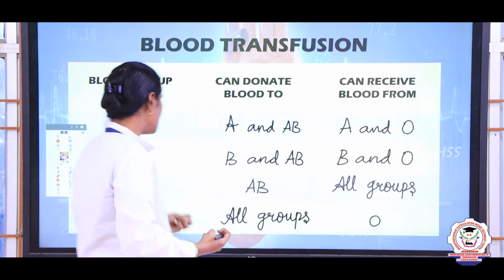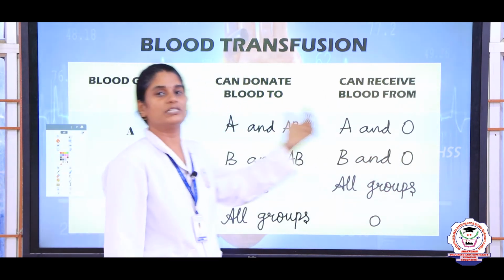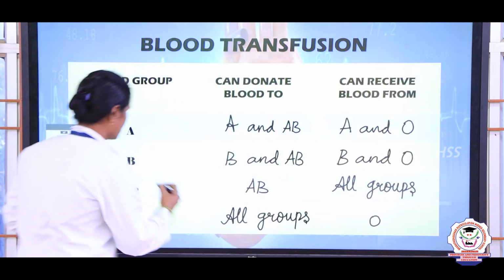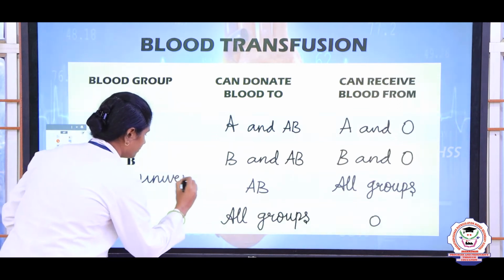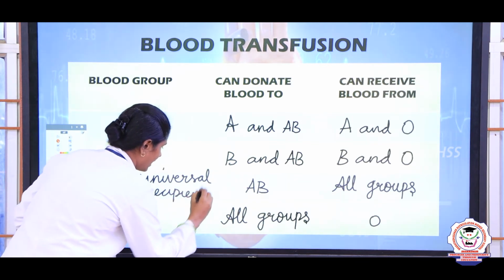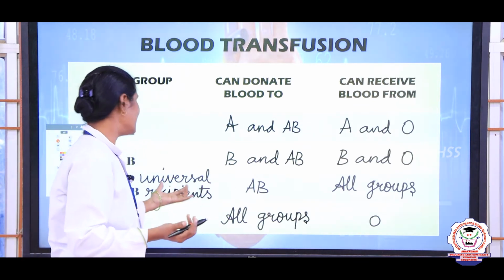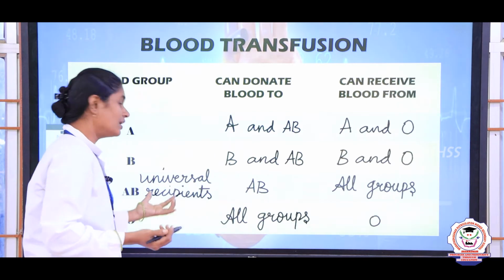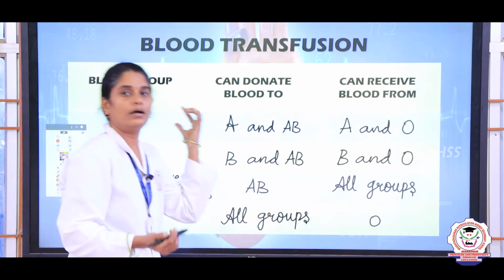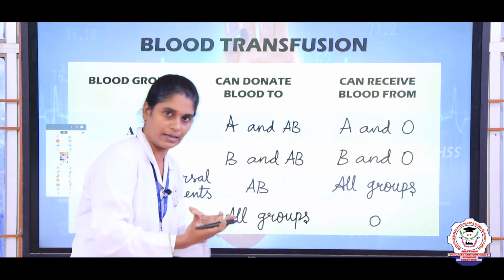That is why AB can receive from all the persons, and that is why AB blood group persons are called universal recipients, because they can receive blood from all types of blood groups, right. The AB blood group has no antibodies, so the red blood cells will not stick, okay.